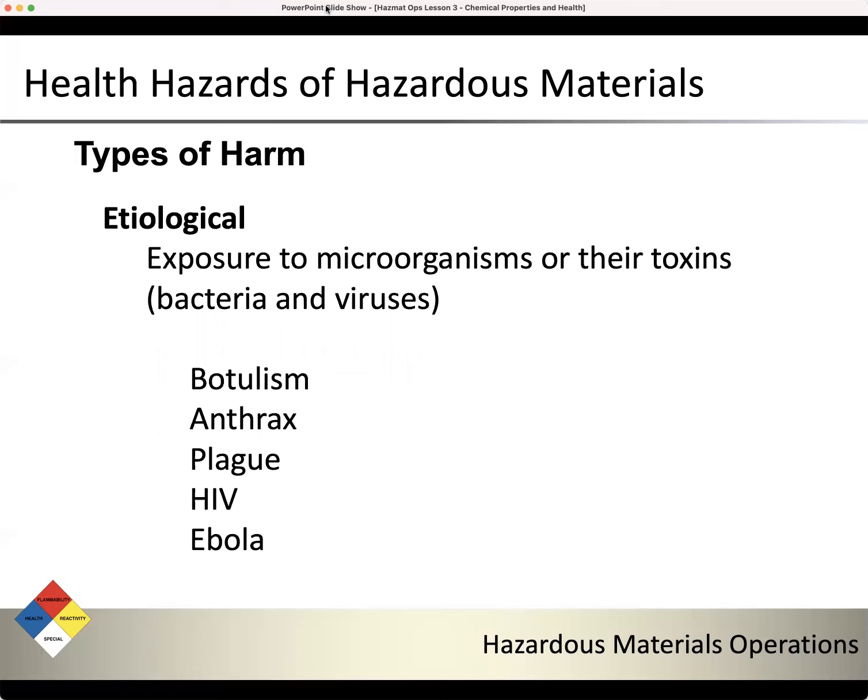So that finishes up chemical. Now we're going to move on. So we talked about thermal, radiation, asphyxiant, chemical, and now we're on etiological. These are exposure to microorganisms or their toxins. Etiological means biological. Put that in your brain. Etiological means biological. It means the source is biological. So examples would be bacteria or viruses.